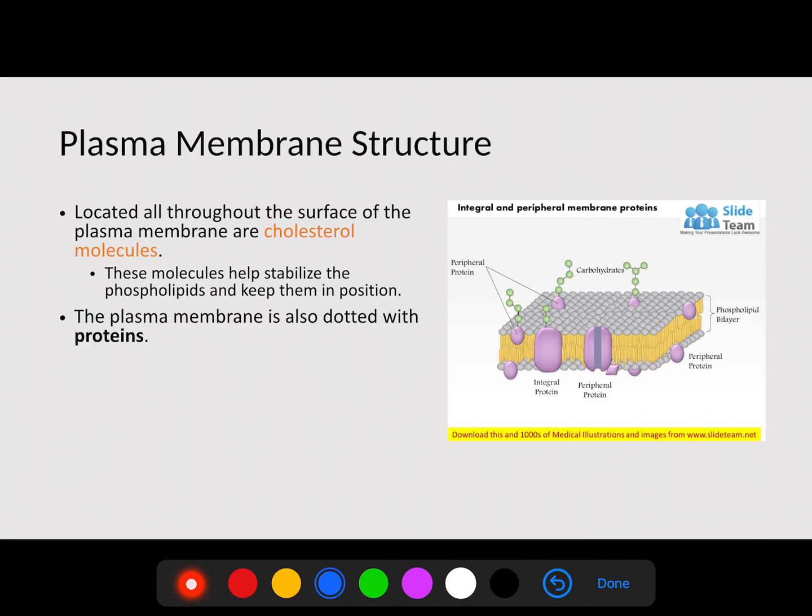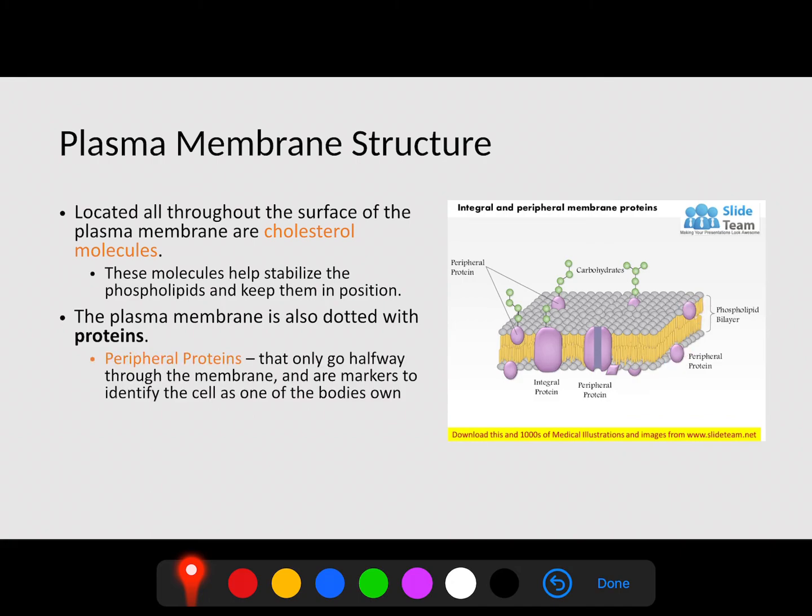Now, the plasma membrane is also dotted with proteins. So all these purple things that you see here are proteins. Now, we have two types. We have peripheral proteins that only go about halfway through the membrane, and I'll circle those in yellow.